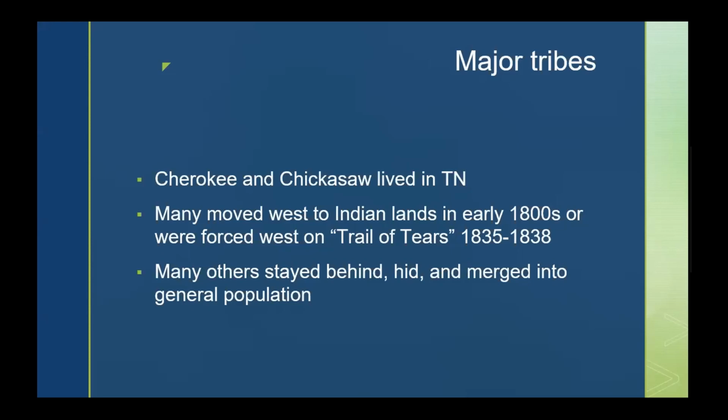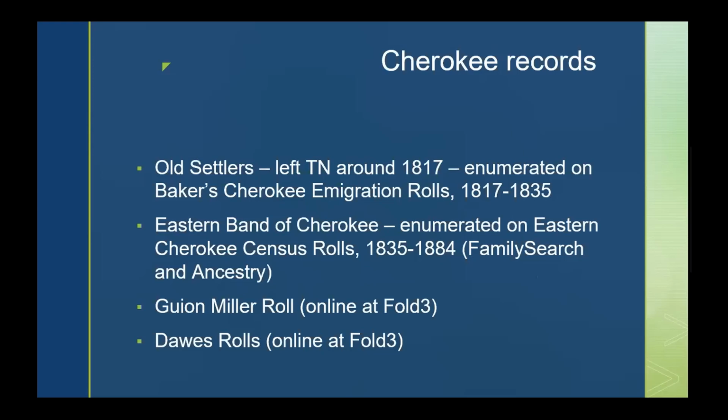There will be records, like official Native American records through the Bureau of Indian Affairs for the ones that were actually counted. So those would not be the ones that hid. So the Cherokees, there are what is called the Old Settlers records. Those are the people that left Tennessee around 1817, somewhat voluntarily. They were not forced out. And they were enumerated on the Baker's Cherokee Immigration Rolls, 1817 to 1835.